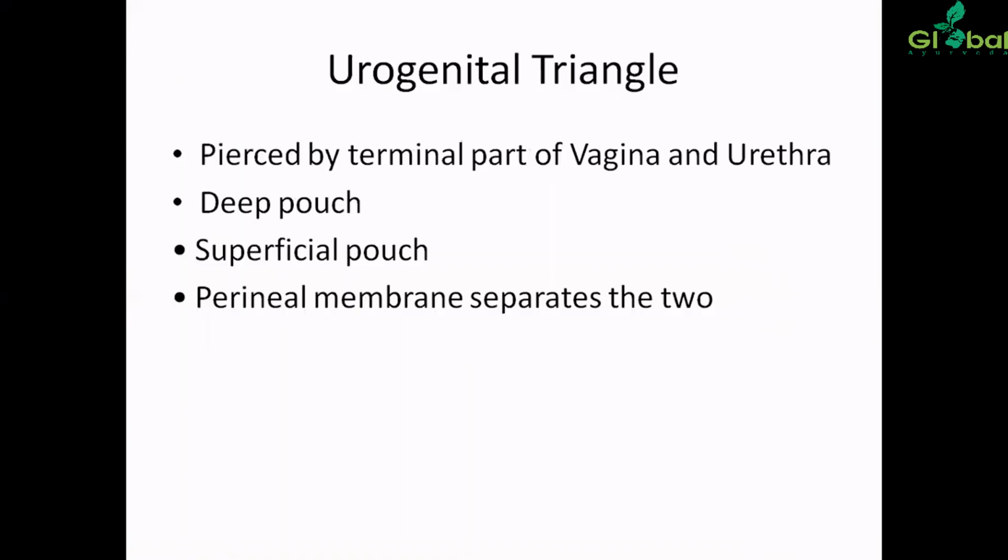The urogenital triangle is pierced by the terminal part of the vagina and urethra, and it consists mainly of the deep pouch and the superficial pouch, with the perineal membrane in between the two.